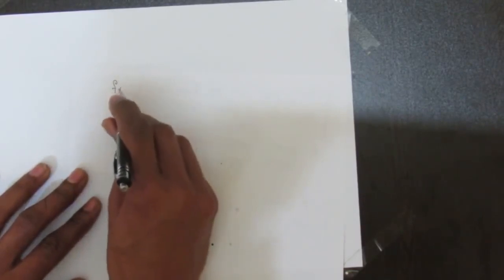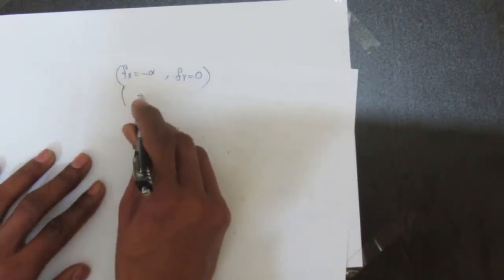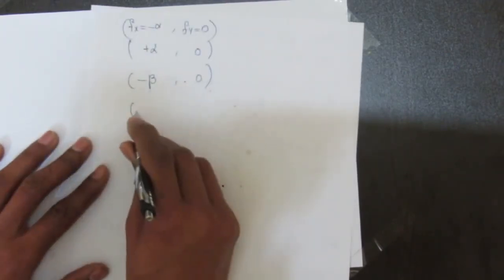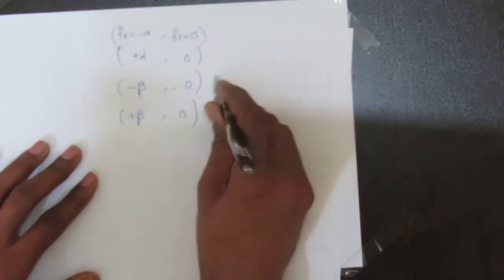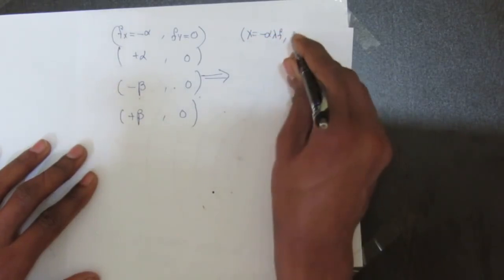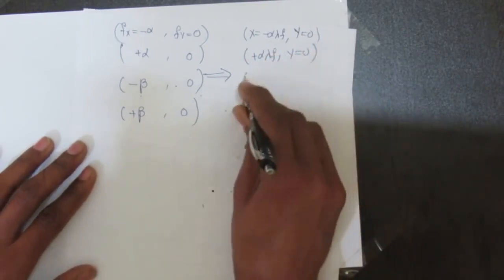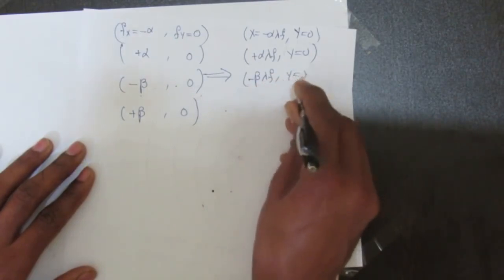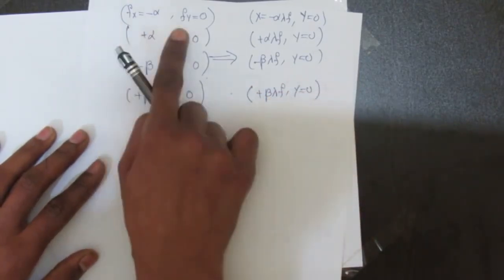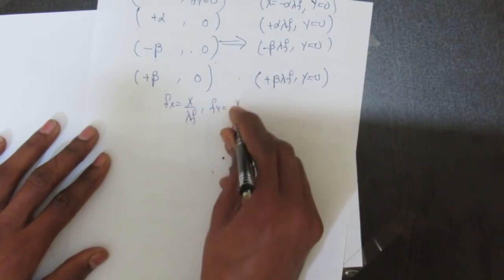The non-zero values are fx equal to minus alpha, fy equal to 0. This is one value. The other value will be plus alpha, 0. The third value will be minus beta, 0. And the fourth value will be plus beta, 0. These are the four non-zero values. Equivalently, you can write in terms of x: minus alpha lambda f, and y equal to 0; the second, plus alpha lambda f, y equal to 0; minus beta lambda f, y equal to 0; and the fourth, plus beta lambda f, y equal to 0. You have the relation fx equal to x divided by lambda f, and fy equal to y divided by lambda f.